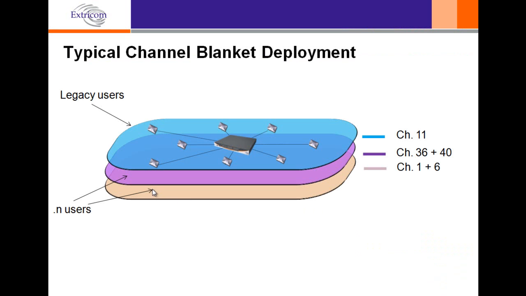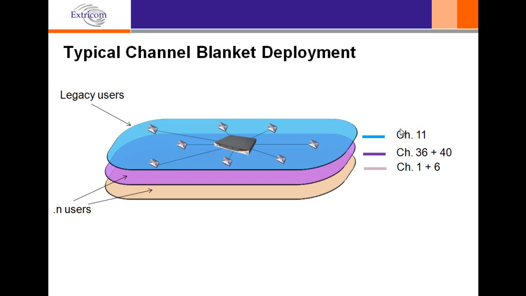Channel blanket 1 will be a 40 MHz wide 802.11n blanket running on channels 1 and 6 in the 2.4 GHz band. Channel blanket 2 will also be 40 MHz wide and also 802.11n, running on channels 36 and 40 in the 5 GHz band. And finally, channel blanket 3 will be for legacy users and will be run as 802.11bg on channel 11. Now let's go ahead and set this up.